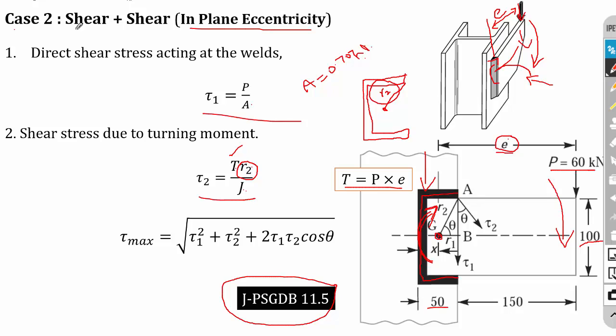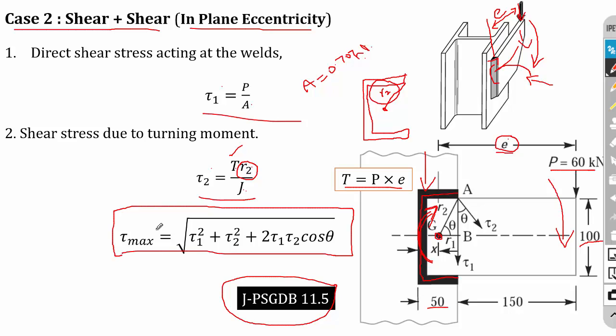Fine. So here in case 2, the primary stress is shear and the secondary stress is also shear. So the maximum shear stress can be calculated by using this equation, that is tau max is equal to root of tau 1 square plus tau 2 square plus 2 tau 1 tau 2 cos theta. By using this equation we can calculate the maximum shear stress acting on the weld region. So this is case 2.